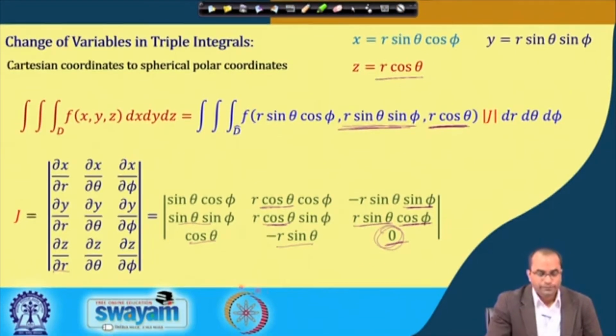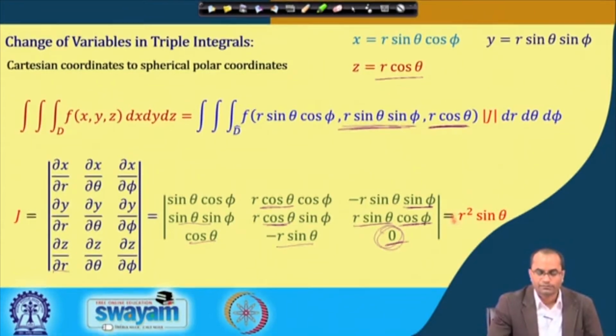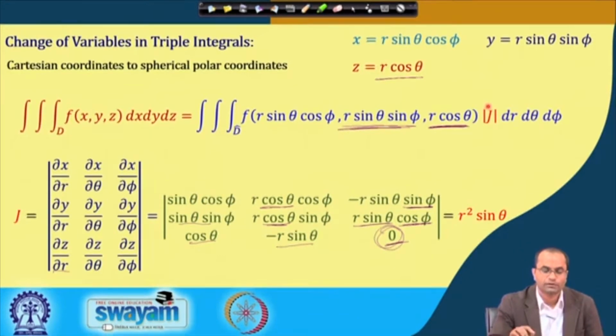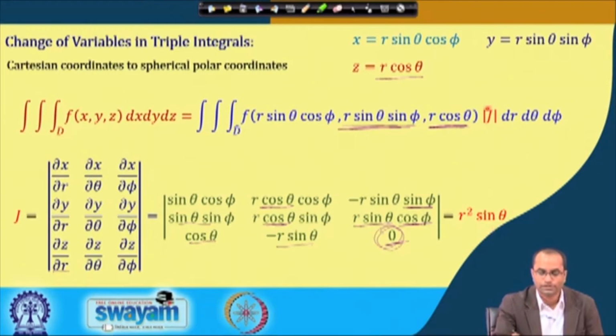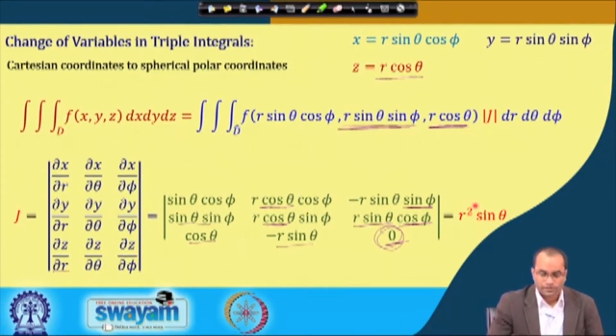And now, we can simply compute this determinant, and the value that will come here is r square sin theta. So, now we will remember that this Jacobian term, which is coming because of this change of variables in this triple integral, has the value r square sin theta.